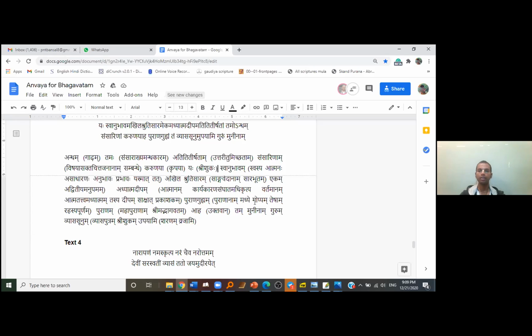Then the word is Swanubhavam, which means Swasya Atmanaha Asadharanaha Anubhavaha Prabhava Yasmat Tat. So Swanubhavam means Swasya Atmana, his own. Asadharan means, Sadharan means simple, general. Asadharan means not simple, something beyond the simplicity. Anubhava means Prabhava.